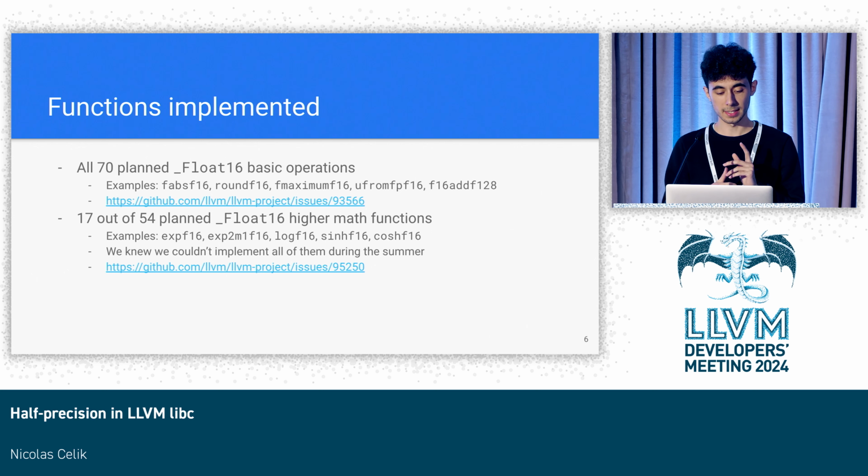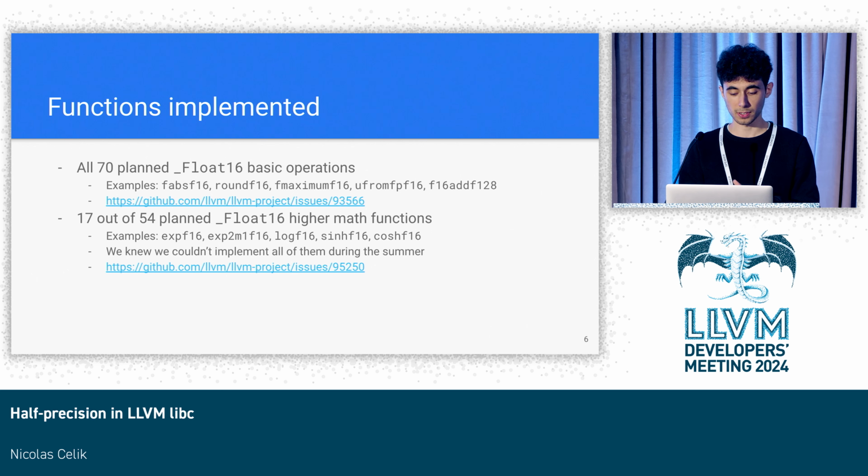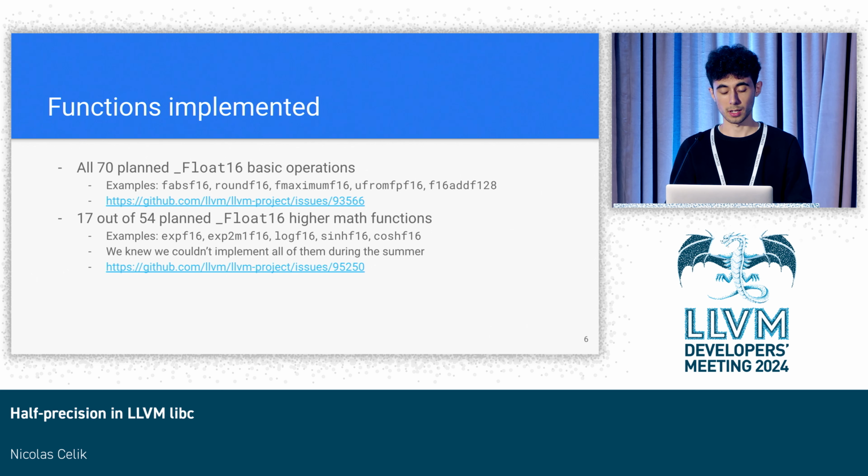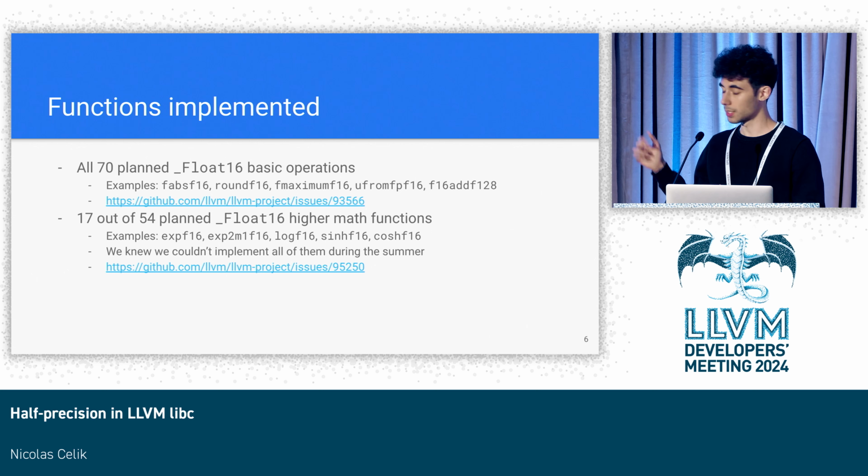Then we've implemented 17 of the 54 planned float16 higher math functions. These include exponential functions, logarithmic functions, hyperbolic, sine and cosine, and more. We knew we couldn't implement all of them during the summer, and here's the link to the tracking issue if you're interested in the full list again.